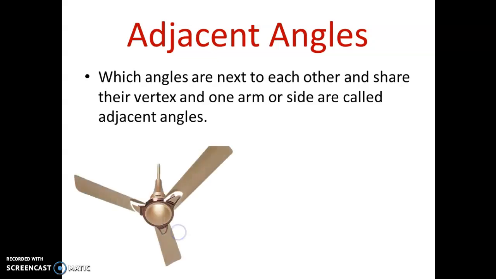In our day-to-day life, what examples can we see at our home? First, we have a fan. There are 3 blades and one motor here. The motor will be called the vertex and these 3 blades are sides. We can see the angle lying between each blade. The first angle, the second angle and the third angle are exactly next to each other and they are sharing their blades. Blades here are, in mathematical terms, sides. So this is also an example of adjacent angles.